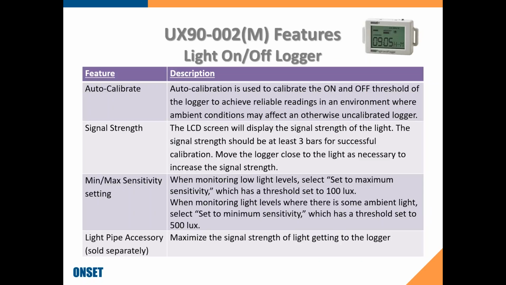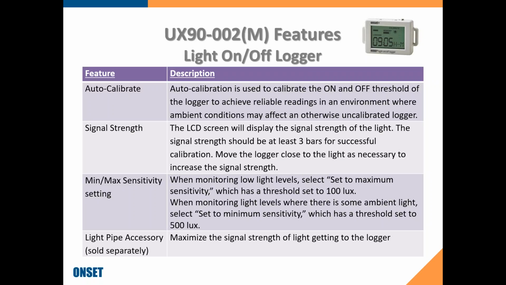Talking about some of the different features, now getting into the UX90-002. Auto calibrate, and a lot of people don't understand what that means. So basically, auto calibration is used to calibrate the on and off threshold of the logger to achieve reliable readings in an environment where ambient conditions may affect an otherwise uncalibrated logger.